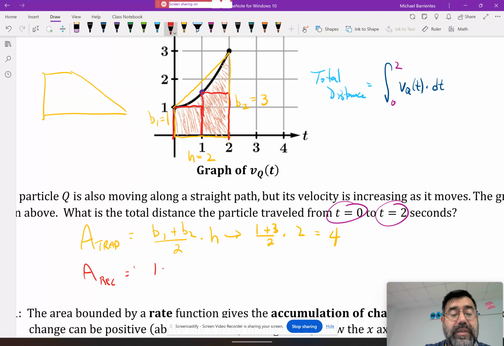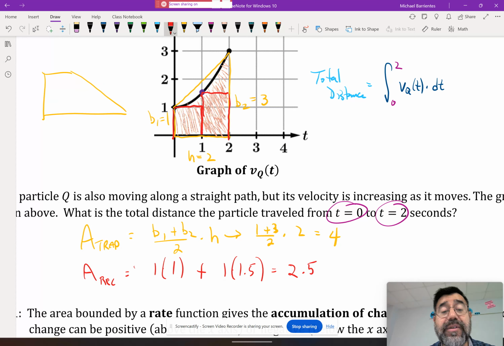So that's 1 times 1. Plus, the next one's going to be base times height, 1 times 1.5, we'll say. Maybe I'll use parentheses, that way you can see. And then when I put those two together, I'm going to get 2.5. Okay, so now I know that my area is somewhere between 2.5 and 4. 2.5 was too low, 4 was too high, so it's somewhere in between. Could I get an even better approximation?